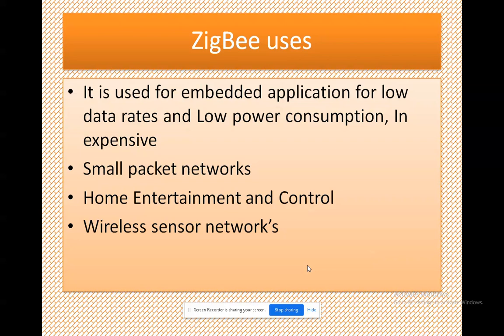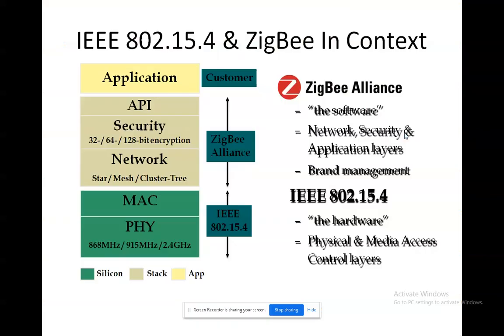It is used for embedded applications with low data rates, low power consumption, and low expense. Inexpensive means not expensive. The data rate is very low for communicating in embedded networking, the power consumption is also very low, and the cost is less. It is used for small packet networks, which means the packets sent are very small. You will also use Zigbee for home entertainment and control, and for wireless sensor networks.